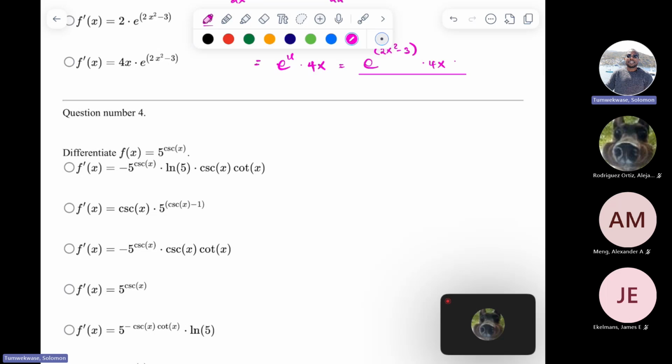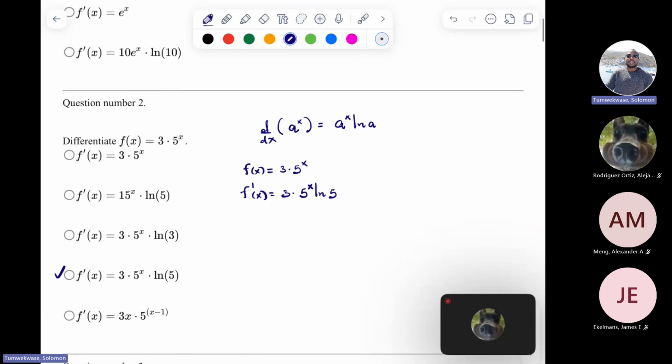In question 4, we have f of x is equal to 5 to the power cosec x. So once again, by chain rule, f prime of x is the same as the derivative of cosec x, which is negative cosec x cotangent x, right?